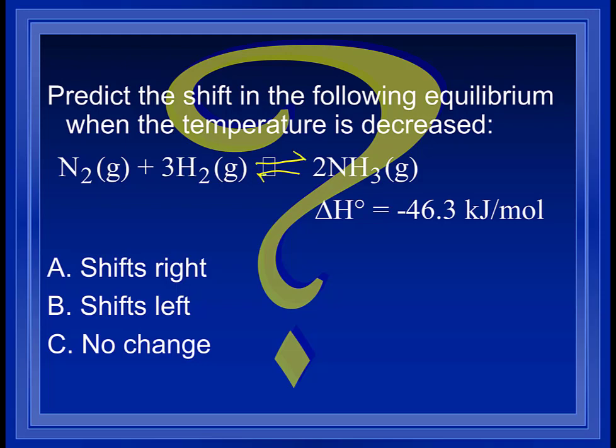Okay, predict the following when temperature is decreased. That negative sign on heat means that the reactants lost heat, so heat is over here. Exothermic reactions have negative values. So if the temperature's decreased, it's going to try to make more heat. And the way it makes more heat is by using up the reactants and turning them into products, so it shifts to the right.